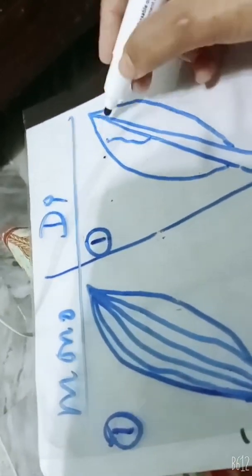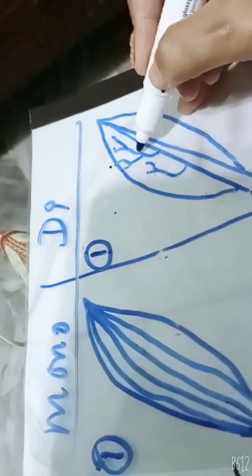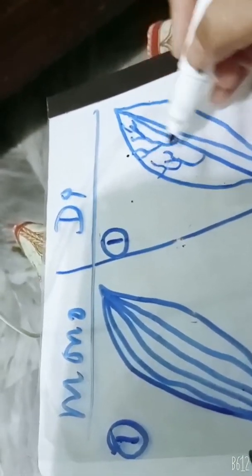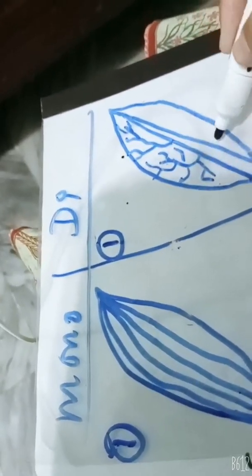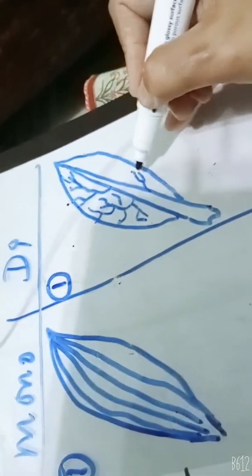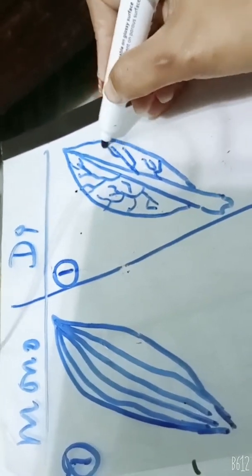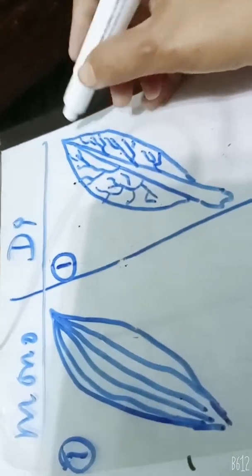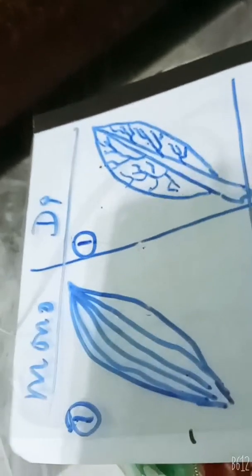The venations are not straight lines like these ones, but they are a network. Each one is divided, just like our arteries and veins. Okay, so they are network venation, and so on and so forth. That is one difference between monocotyledon and dicotyledon.